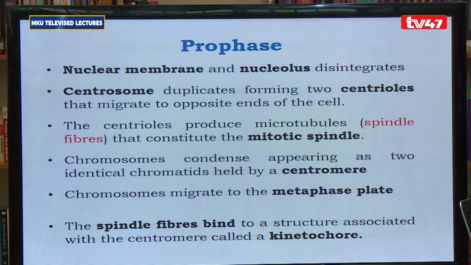Also during the process, the chromosomes condense. They appear as two identical chromatids attached together by a central structure known as the centromere. Then the chromosomes migrate to the central part of the cell, which we call the metaphase plate, as you're going to see in the diagram. Then the spindle fibers attach to the chromatids at the centromere through protein structures known as the kinetochore.